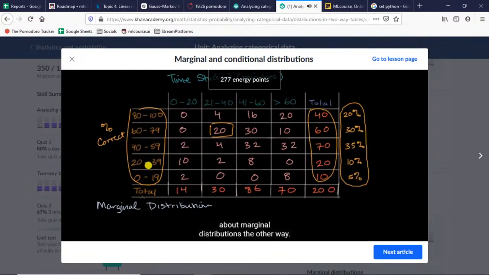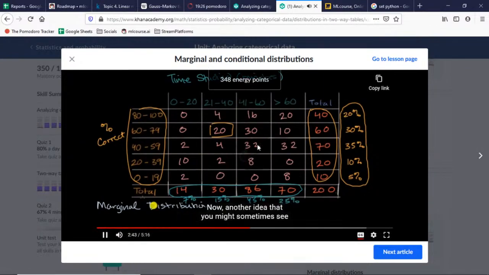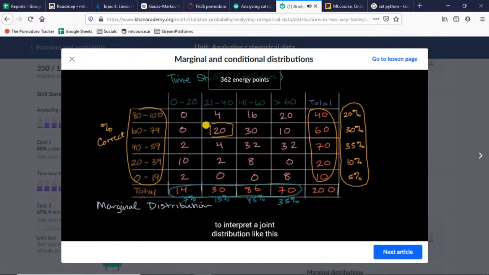Now you could also think about marginal distributions the other way. You could think about the marginal distribution for the time studied in the class. And so then you would look at these counts right over here. You'd say a total of 14 students studied between 0 and 20 minutes. You're not thinking about the percent correct anymore. A total of 30 studied between 21 and 40 minutes. And likewise, you could write these as percentages. This would be 7%. You might sometimes see, when people are trying to interpret a joint distribution like this or get more information or more realizations from it, that they think about something known as a conditional distribution.